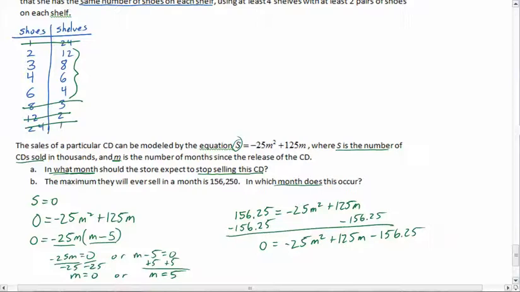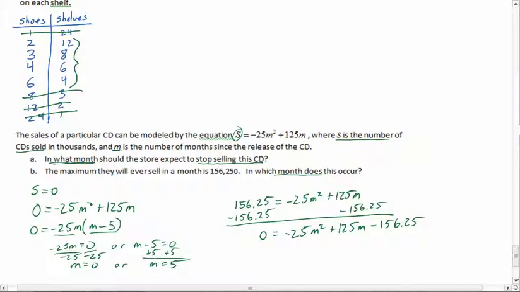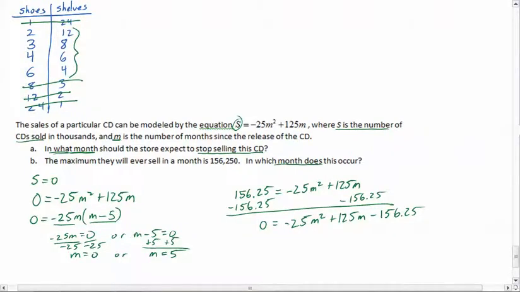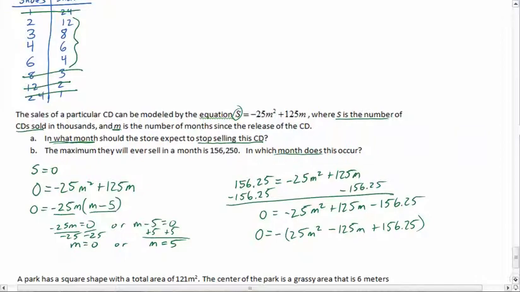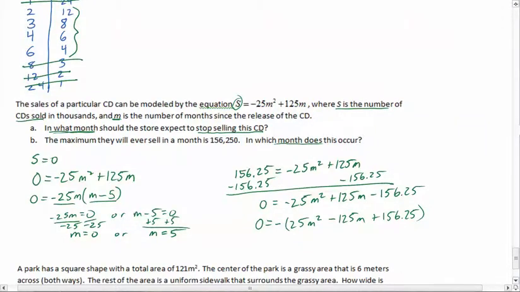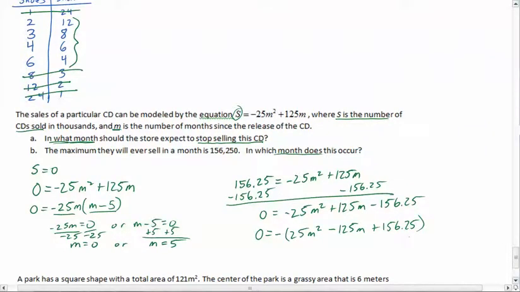Now at this point, what else can we do? Well, I do have a trinomial, which means I can factor it. We talked about before that if there's a negative in front, we probably want to factor that out. So let's go 0 equals negative times 25m squared minus 125m plus 156.25. And so from there, the question is now, how do I solve this quadratic?